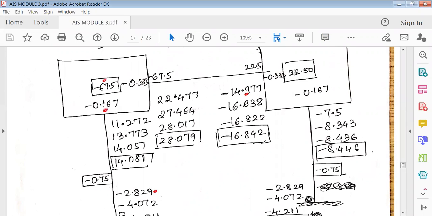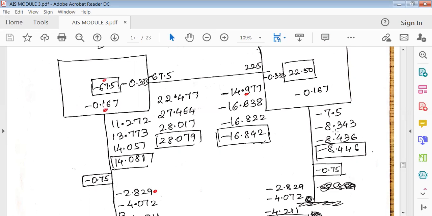Okay. Similarly, come to the second, 22.5. Then previously we have got this as the same. We have already calculated it here now. Second iteration, 27.464, into minus 0.33 and minus 0.167. Okay, so whatever answer you get, you write it here. So it is minus 16 for this, minus 8.343. Now this is the second iteration, the second cycle we have found out. That is 13.773, 27.464, minus 16 and minus 8.